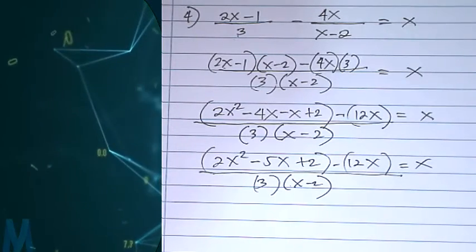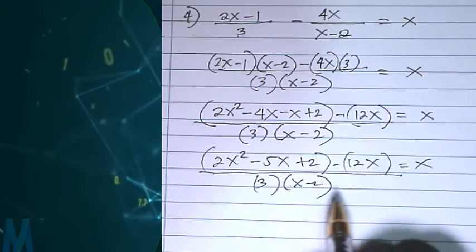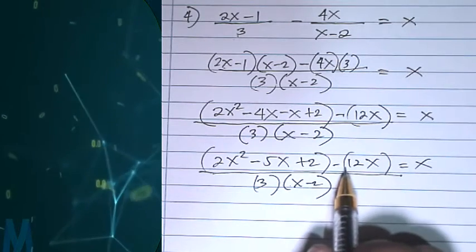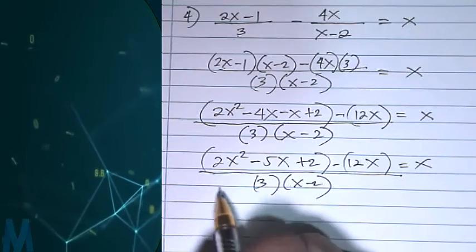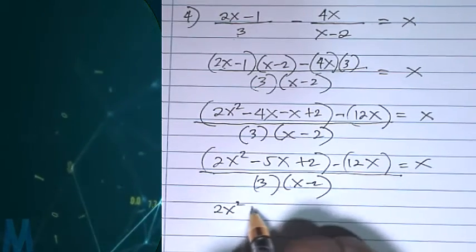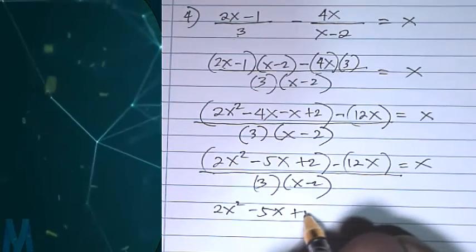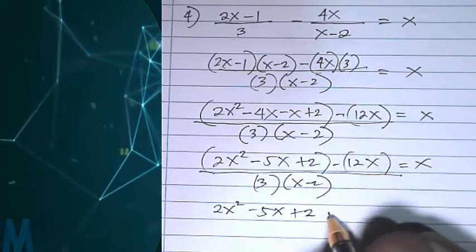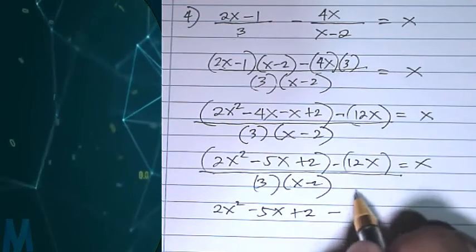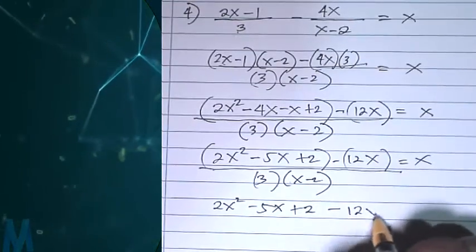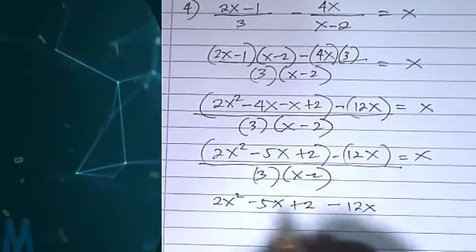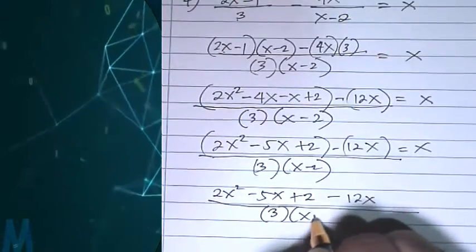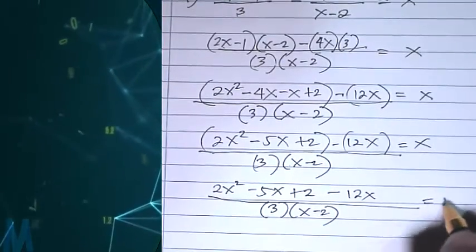And then we are going to get rid of the parentheses. Okay, so kuha natin parentheses. So we have 2x squared minus 5x plus 2 minus, so may masang negative na, no? So minus 12x over, so 3 times x minus 2 is equal to x.